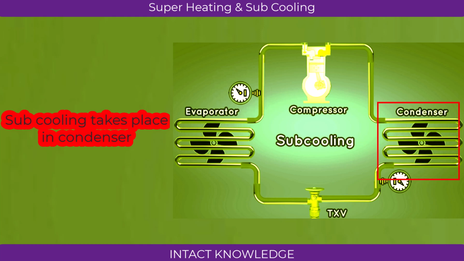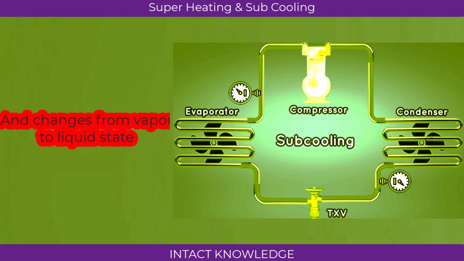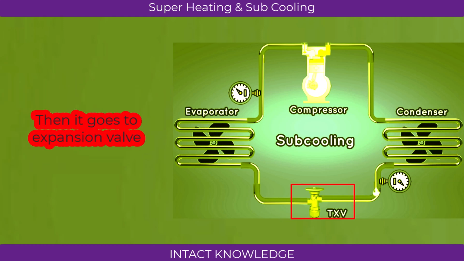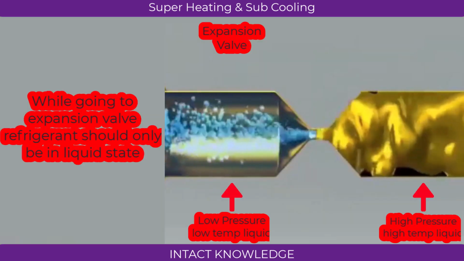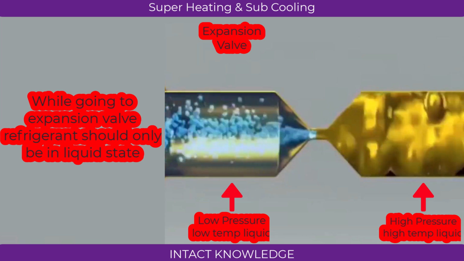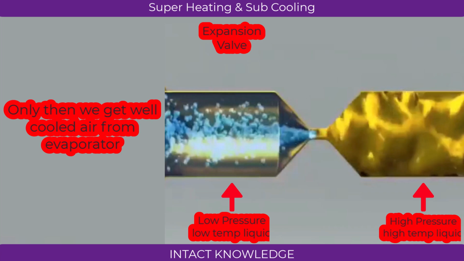Now let's know about subcooling. Subcooling takes place in the condenser. Refrigerant that comes in vapor form from the compressor becomes condensate in the condenser and changes from vapor state to liquid state. Then it goes to the expansion valve. Refrigerant should go only in liquid state while going to the expansion valve. Only then can we get well-cooled air from the evaporator.